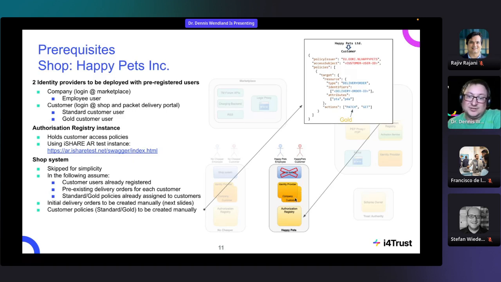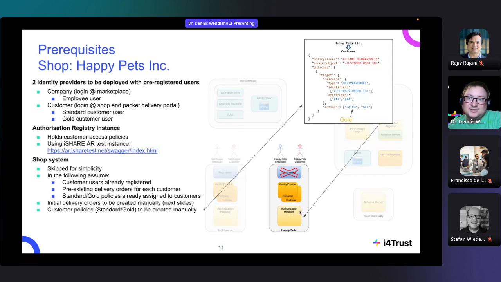We have two identity providers, actually. One is reserved for the company employees of this Happy Pets shop itself, which allows them, for instance, to log in on the marketplace to acquire the service offering of packet delivery company. And there's a second one for the customers, which they, on the one hand, would use to log in on the actual shop system of Happy Pets, but can also use to log in, for instance, later on the portal of the packet delivery company, using the processes explained by Rajiv.